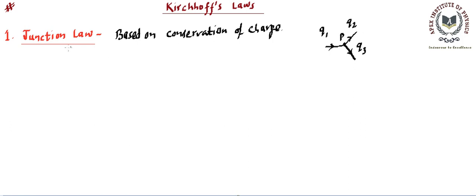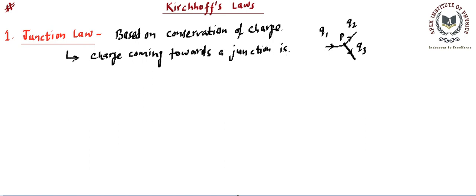So junction law basically says, if we write it in this manner: charge coming in, flowing or entering, towards a junction is equal to the charge leaving that junction.